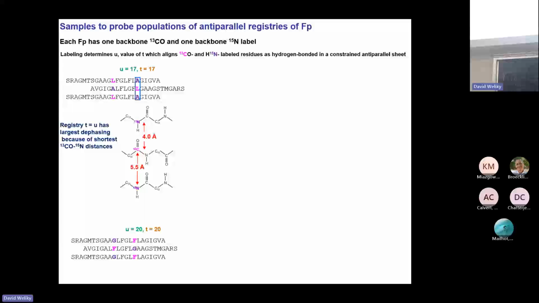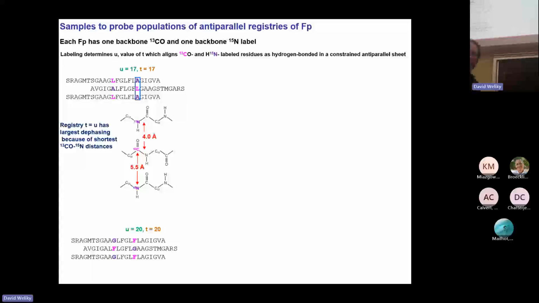Now I'll describe the data that we collected. As I said, we have a single backbone carbonyl. Here it's at leucine 12, and the N15 label is at alanine 6. I then create a labeling parameter for that particular labeling pattern, which I call U, which is the value of t that lines up your carbon and nitrogen labeled residues. So for the fraction of molecules where t equals U, you will line up your carbon and nitrogens, and you would expect substantial dephasing. I just want to point out this is now the U equals 20 sample, so I have moved the positions of the label.